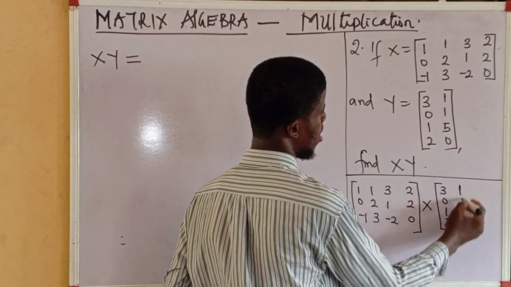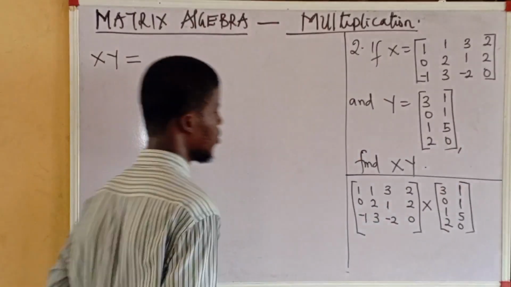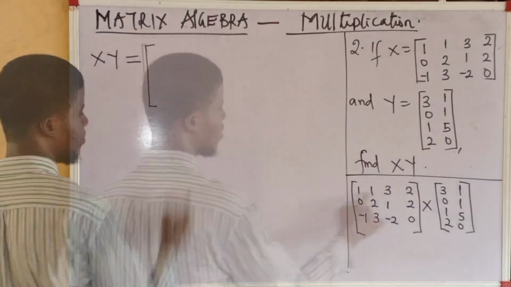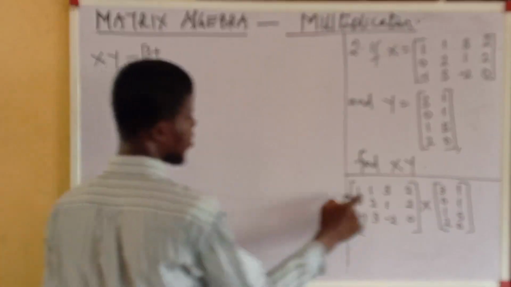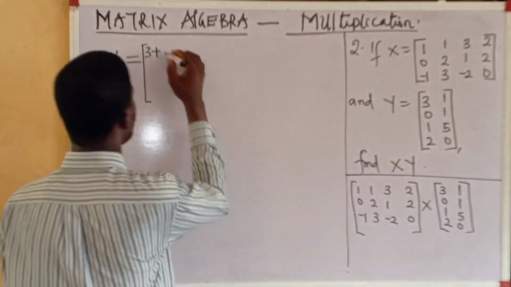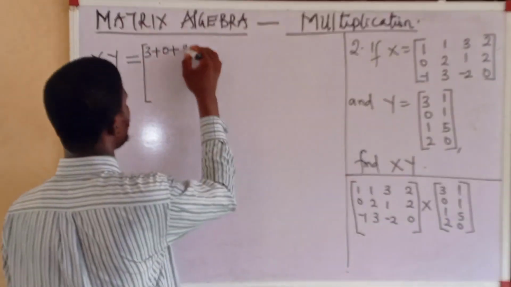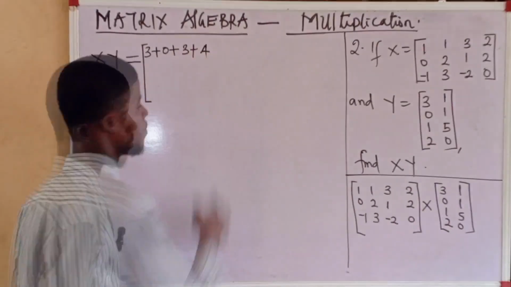3012, 1150. So look at it. Let's see. 1 times 3, that's 3. Plus 1 times 0, that's 0. Plus 3 times 1, that's 3. Plus 2 times 2, that's 4.